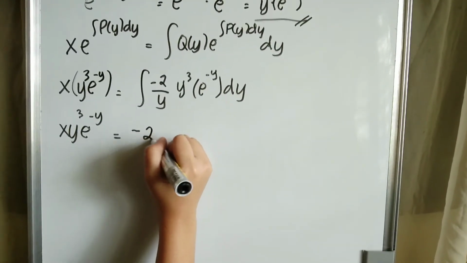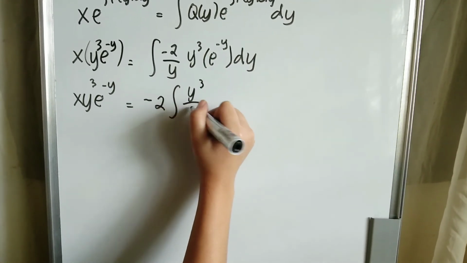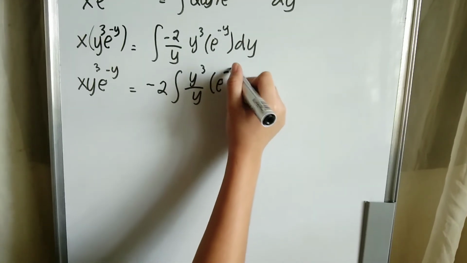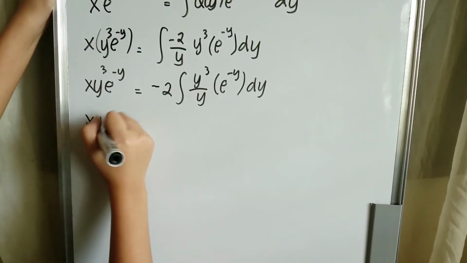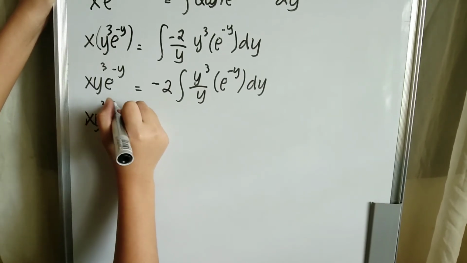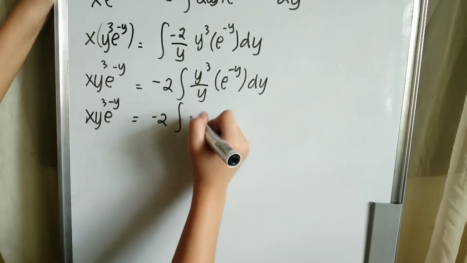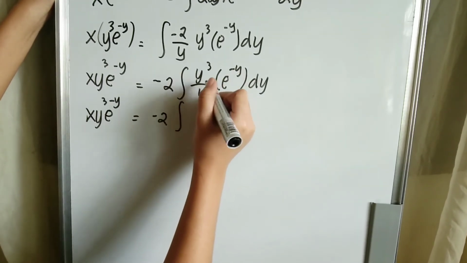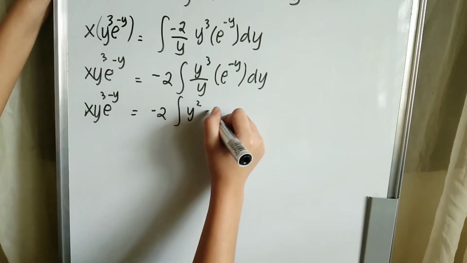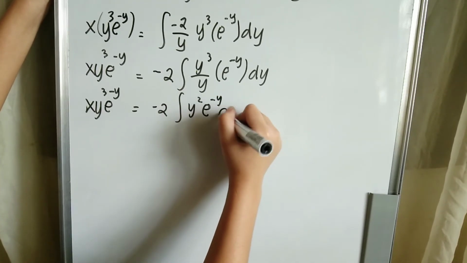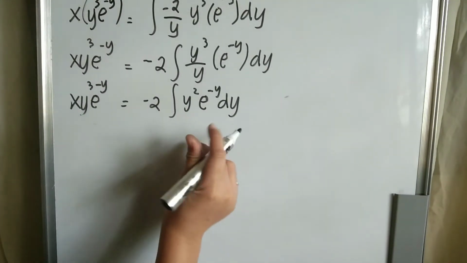So this will become negative 2, and this will become y cubed over y times e raised to the power of negative y dy. So copy x y cubed times e raised to the power of negative y is equal to negative 2. We can simplify this by subtracting the exponent. This will become y squared times e raised to the power of negative y dy. So we can now proceed to integration.